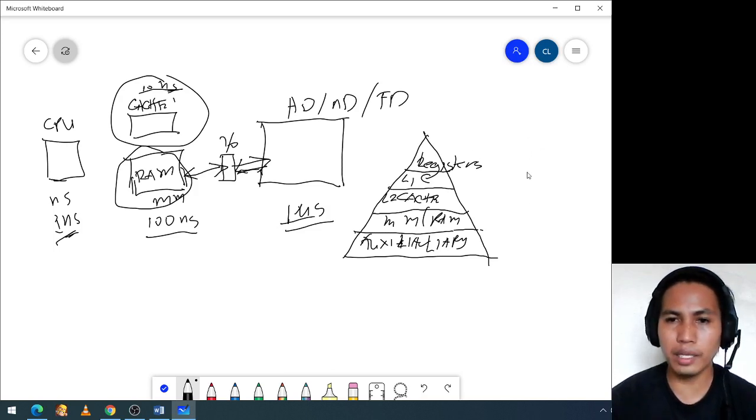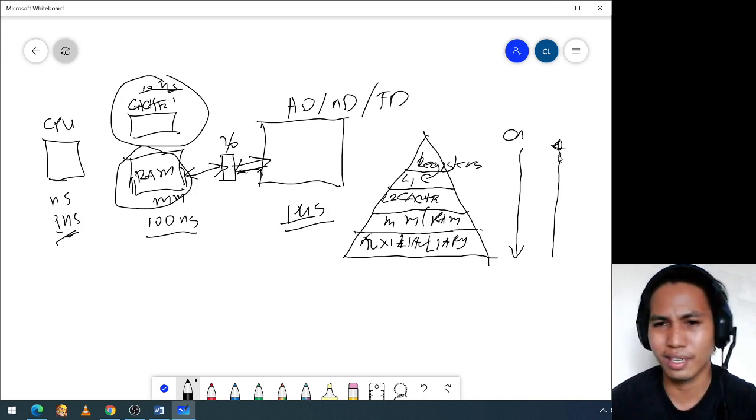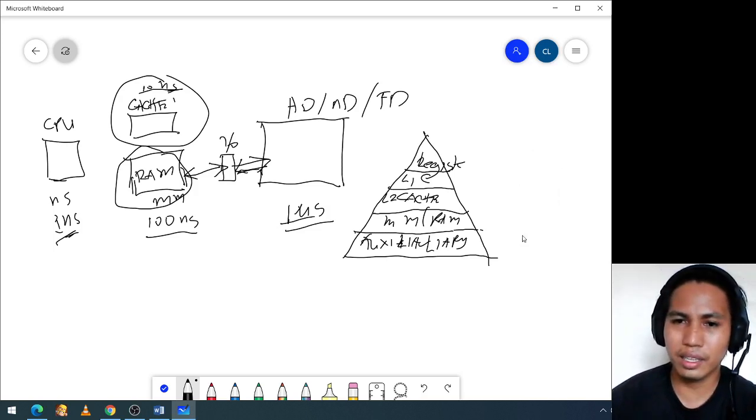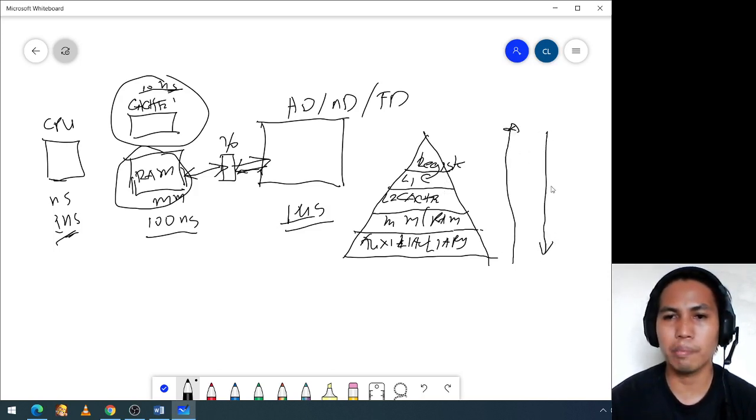In terms of capacity, pababa yan. In terms of speed, ganyan po yan. So, this is capacity, baliktad. In terms of capacity pala, papataas yan. And in terms of speed, pababa po yan. So, this is speed. And this is capacity.